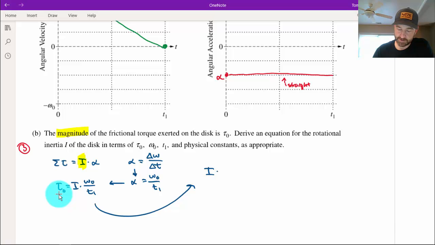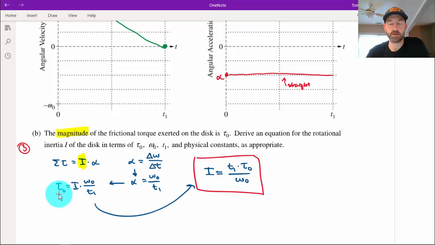So we would multiply the t over to the other side and divide by the omega, and we'd have t1 times tau naught divided by omega naught. And that is an expression for the value of the rotational inertia. Not something you're going to find in a table because it's very specific to this problem.